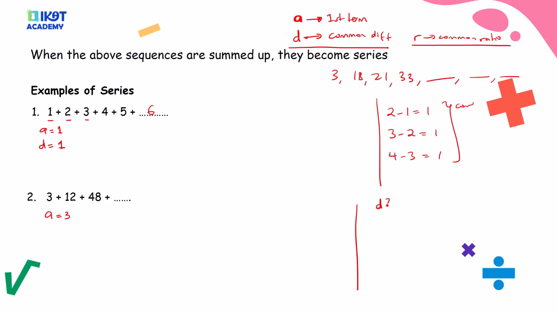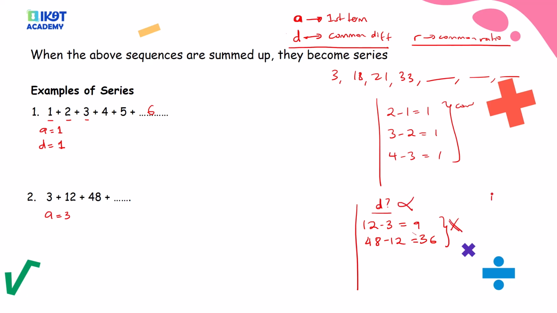I'm asking myself, does it have a common difference? With time you don't even have to, you just look at it and you can tell. So for example here I try 12 minus 3. I think this is 9. Then I also try 48 minus 12. This is 36. So you realize these numbers also have a difference, but the difference is not a common difference. So these numbers have no common difference.